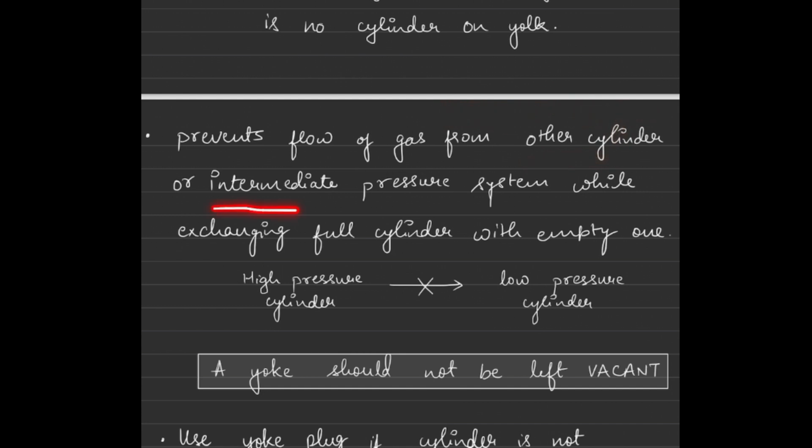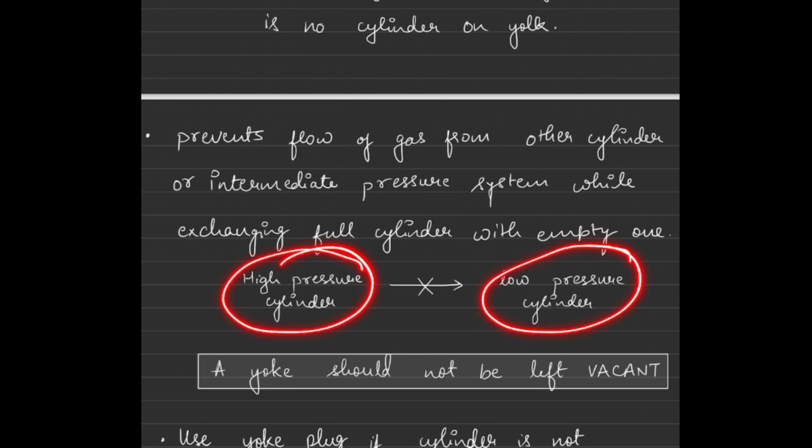Or gases can flow from the intermediate pressure system, which has lower pressure as compared to the high pressure system. This can happen while exchanging a full cylinder. Suppose we are exchanging a full cylinder with an empty one. While exchanging, the hanger yoke assembly will be empty, and this can lead to backflow of gases from the intermediate pressure system to outside, or from a high pressure cylinder to a low pressure cylinder.